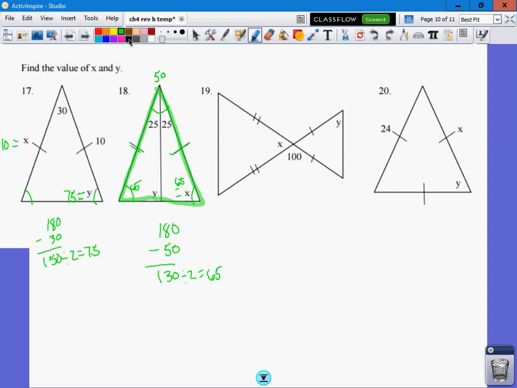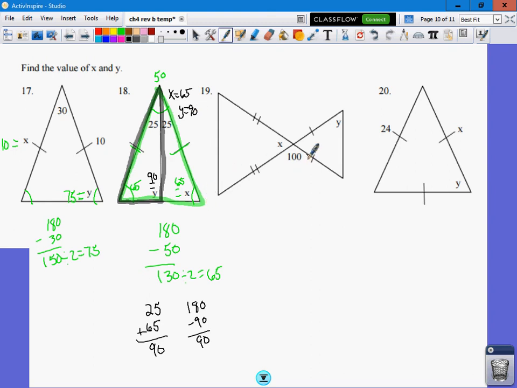And now I'm just going to look at a different triangle. I'm going to look at where y is. I've used 25 and 65 so far out of the triangle. So I've used up 90 degrees out of the 180. So I know that y has to be equal to 90. So x is 65 and y is 90.